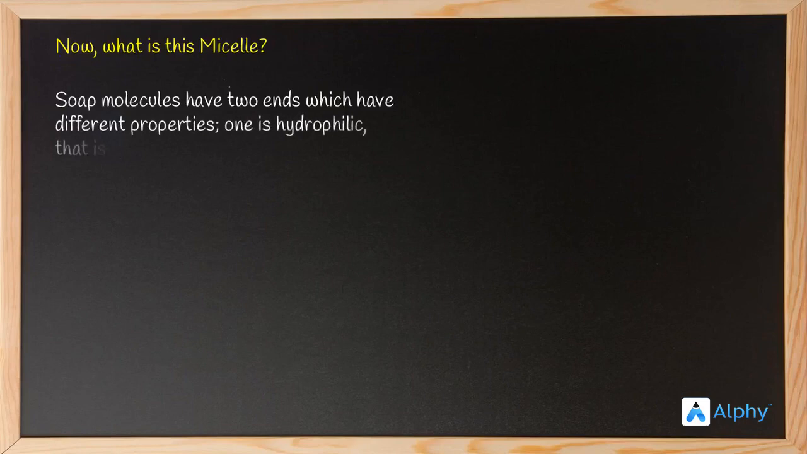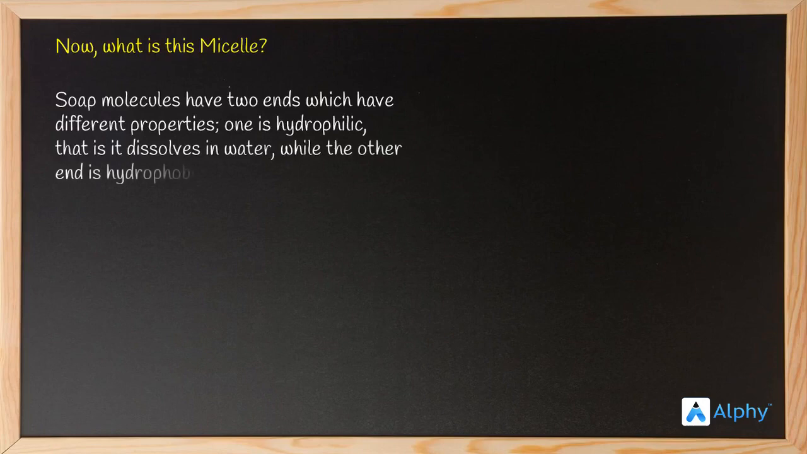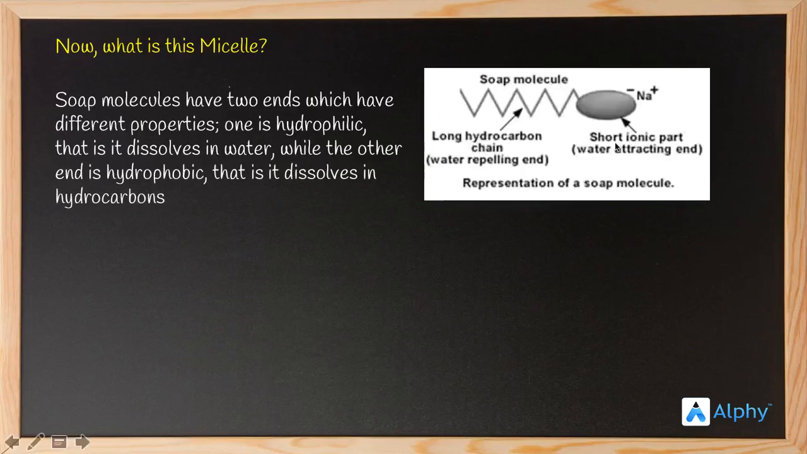One is hydrophilic, that is, it dissolves in water, while the other end is hydrophobic, that is, it dissolves in hydrocarbons. So if you can see here, this is a soap molecule and it has two ends. That is, one is this tail part and the other one is short head-like structure. So this is the ionic part or the water attracting end, which is hydrophilic, which means water attracting, while this part is water repelling. That means it's hydrophobic. Phobic means fear, so it doesn't like water.